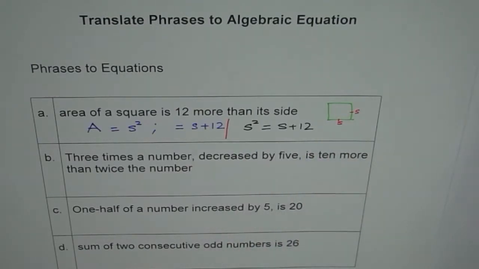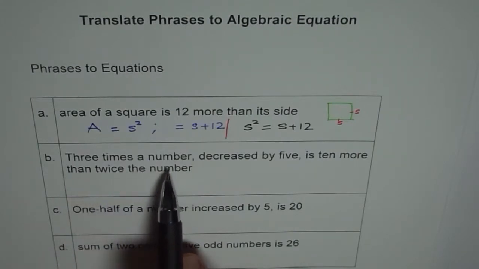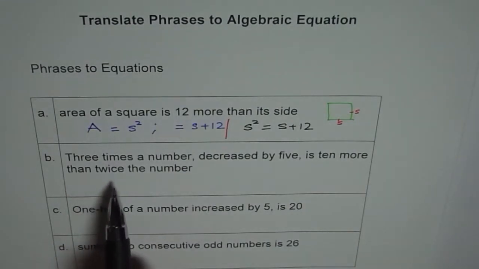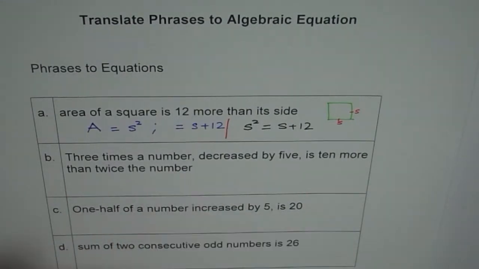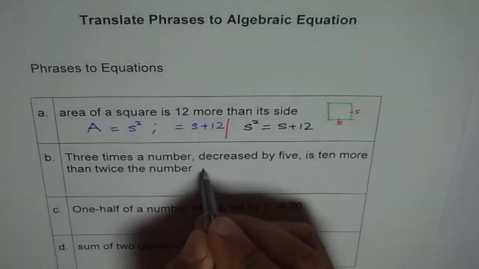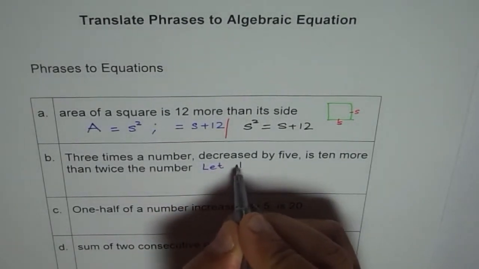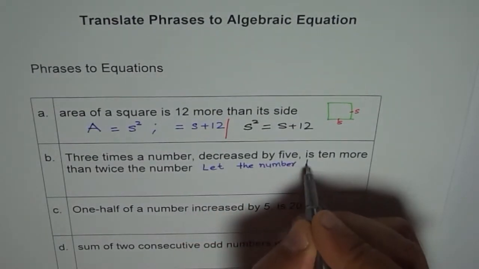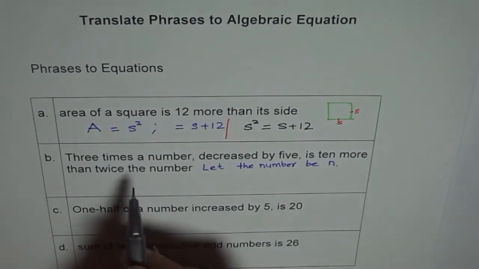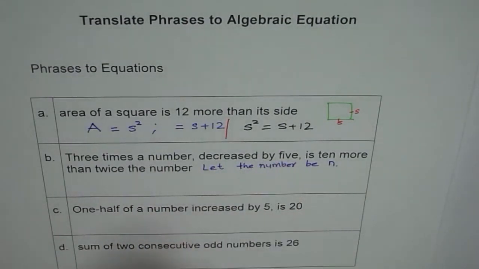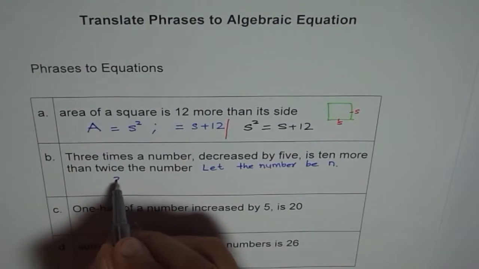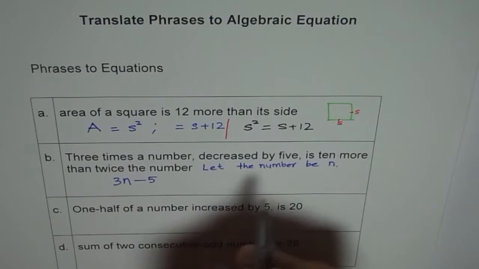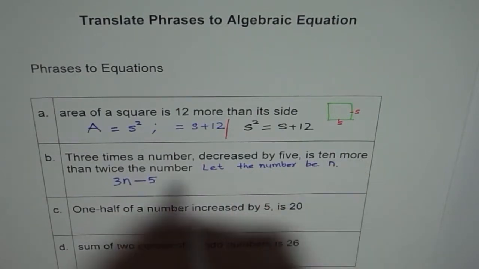Now let's do the next one. 3 times a number decreased by 5 is 10 more than twice a number. So let the number be n. So first step, we say let the number be n. Now second, 3 times the number decreased by 5. So 3 times the number will be 3n. Is it okay? Decreased by 5.